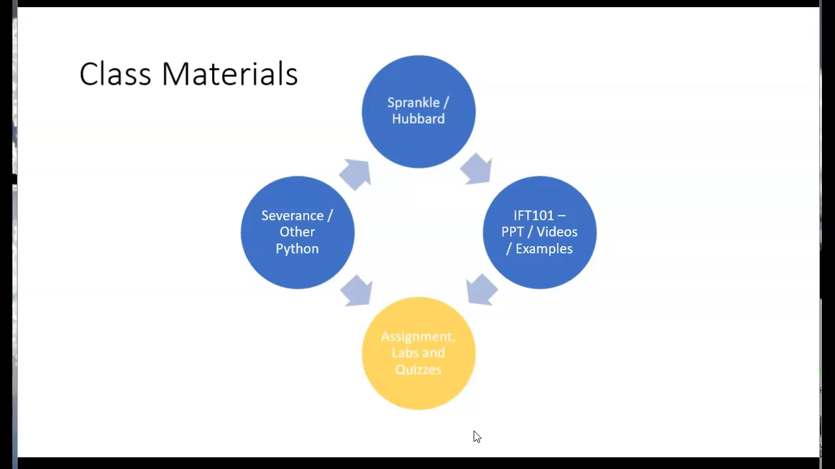There's been some confusion in the past in terms of how the Sprankle-Hubbard book relates to the Python section of the class. Essentially, what happens here is, again, Sprankle-Hubbard is a general textbook on programming, and it could be used for a whole number of programming languages. You will have other programming languages you'll take before you finish your coursework at ASU, and you might go back and look at this book, get some help from it, in the future.